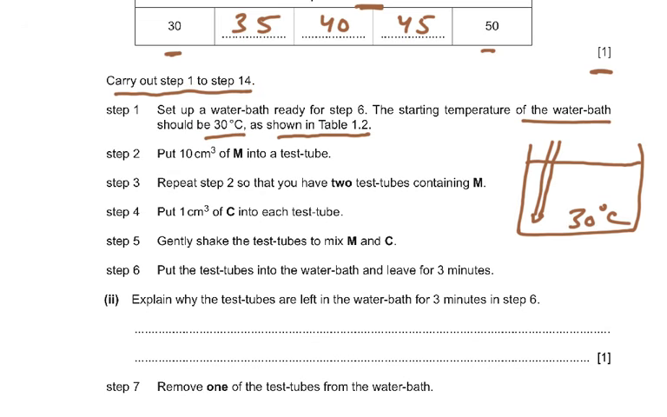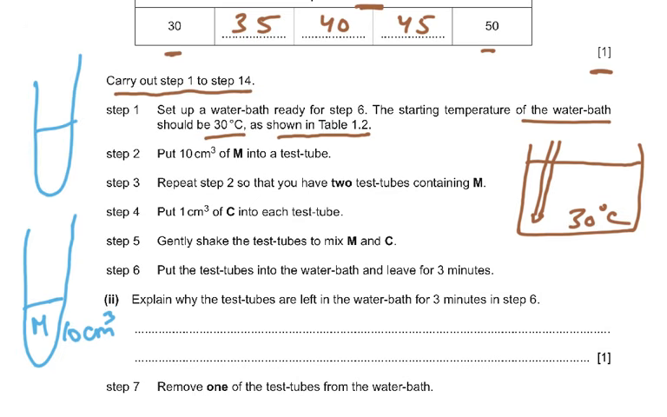Now in another test tube, put 10 cm³ of M. So in this we have M, and that is 10 cm³. So you're going to use a syringe and put 10 cm³ of M into a test tube. Repeat step 2 so that you have 2 test tubes of M. So we have 2 test tubes with M in it, 10 cm³, right? So this is one test tube and this is the second test tube, and you have now M in both the test tubes.